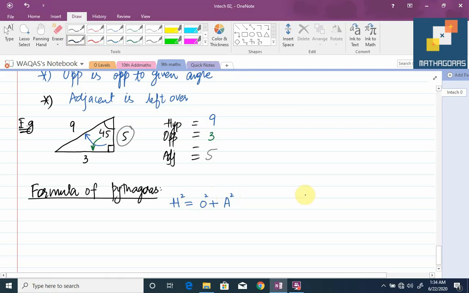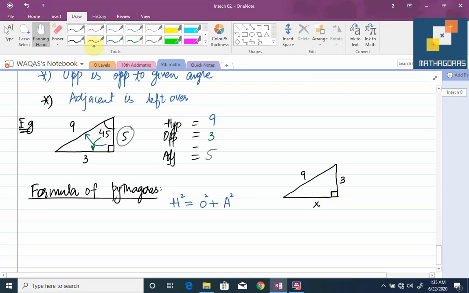How are we going to apply this formula? Now let's suppose for a Pythagoras theorem, right? This is our 90 degree. Let's suppose this is 9, this is 3 and this is x. Now in this case there is no angle, there is only 90 degree, right? No other angle is given. So how do you identify which side is opposite and which side is adjacent? For Pythagoras theorem it doesn't matter whether you take 3 as your opposite and x as your adjacent, or you take x as your adjacent and 3 as your opposite. It doesn't matter for Pythagoras theorem.